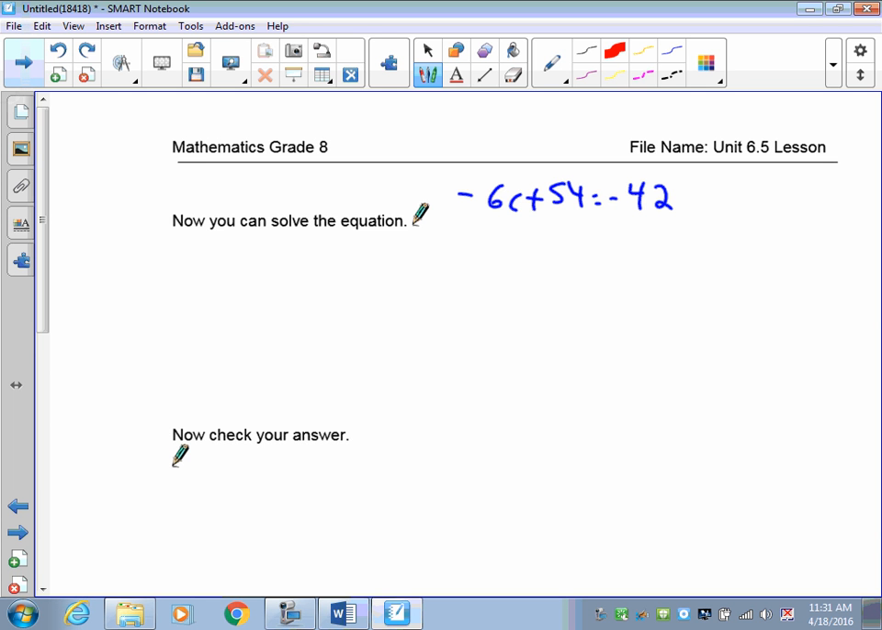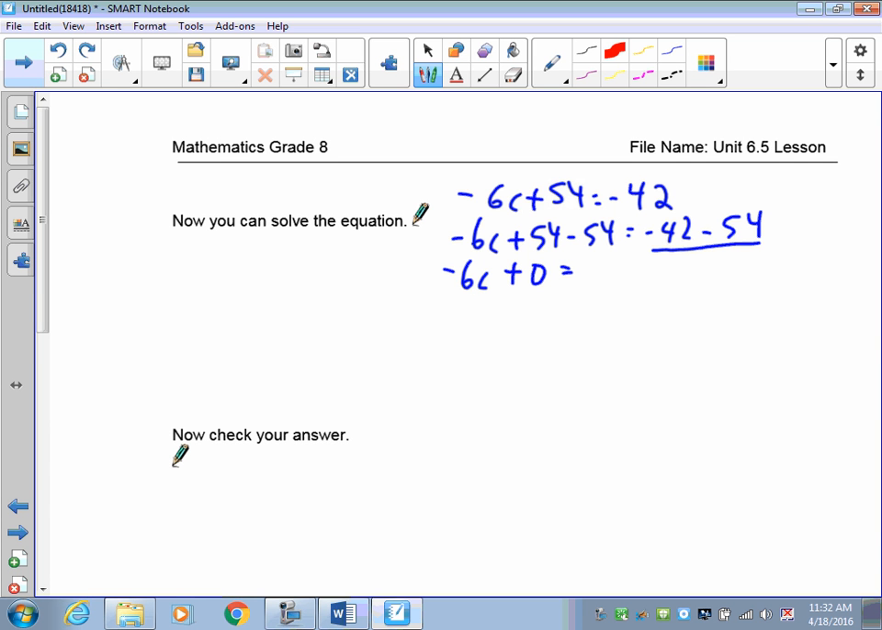All right, so now we've got to get rid of the added 54. So negative 6c plus 54, take away 54. Negative 42, take away 54. All right, so this becomes negative 6c. 54 and 54, one being positive, one being negative, becomes 0. Now over here, there seems to always be trouble here. People go 42, take away 54, and come up with, I don't know what it would be, 8.